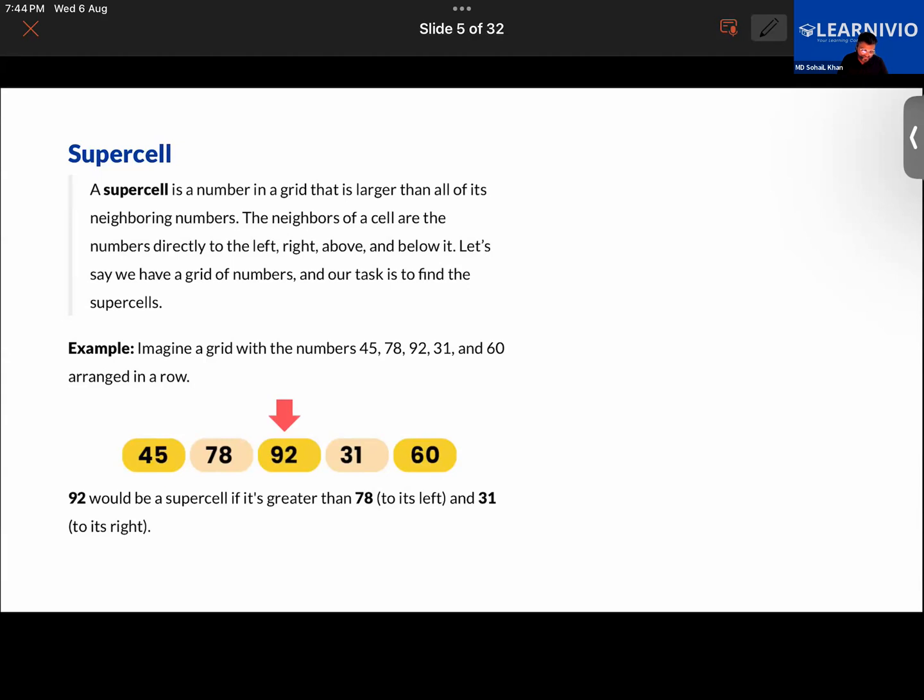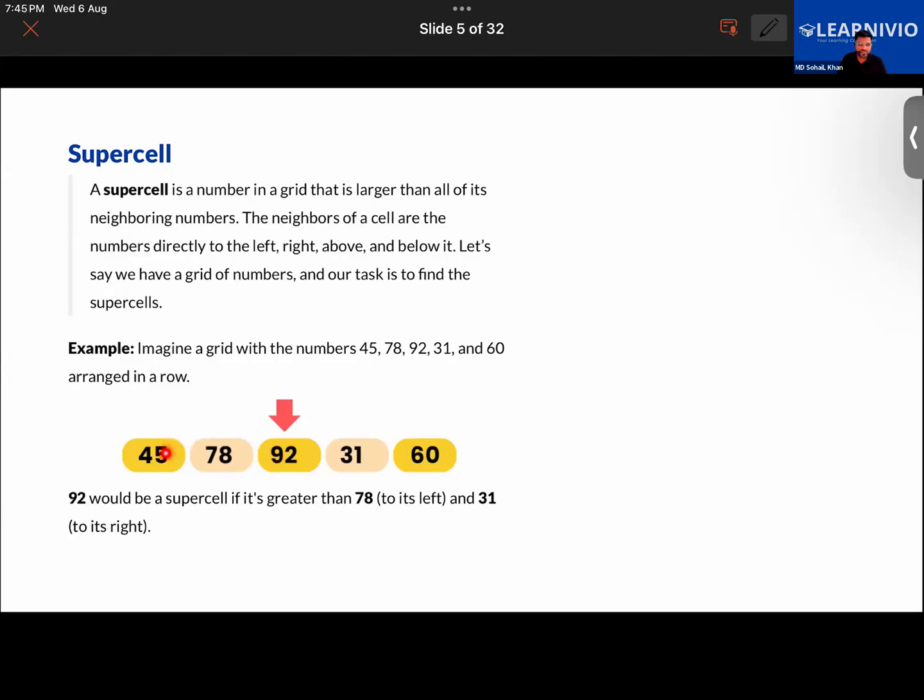Like for example, look at the numbers highlighted in the yellow color over here. When you look at the number 92, it is bigger than its adjacent numbers, no? The numbers on the side of 92 are 78 and 31. And it's greater than both of them. So this would be a supercell, right?